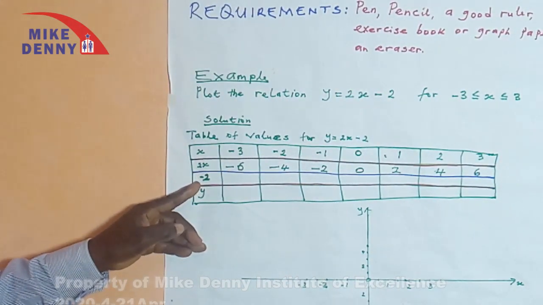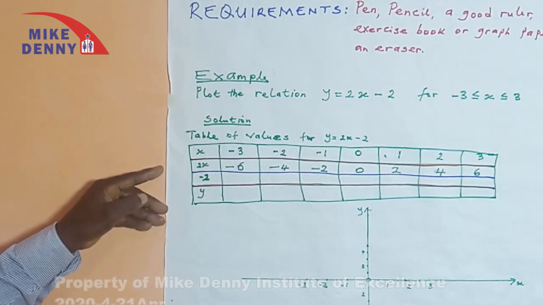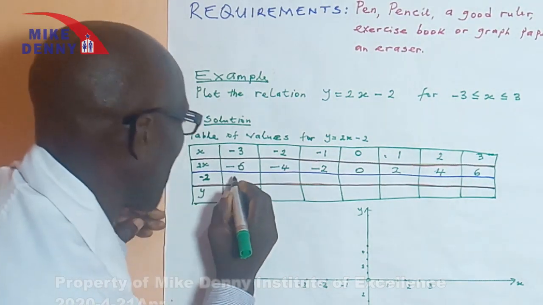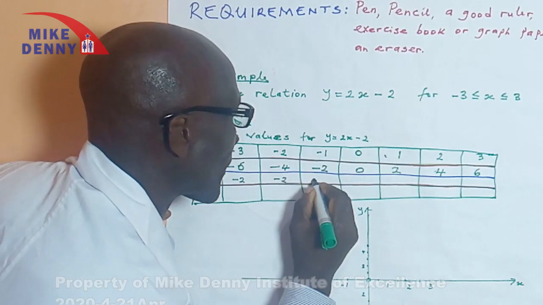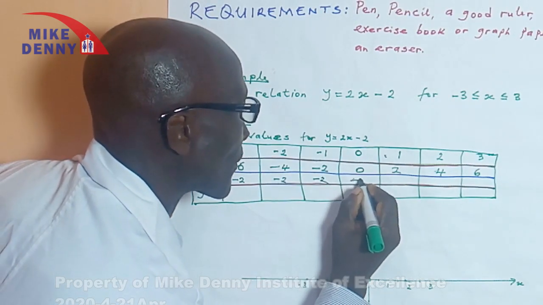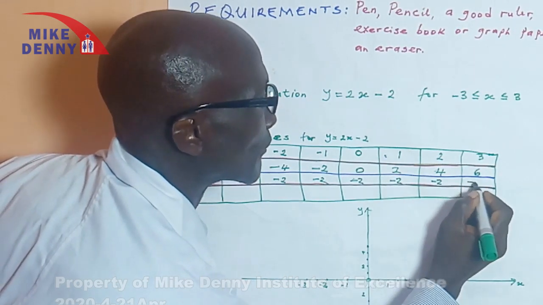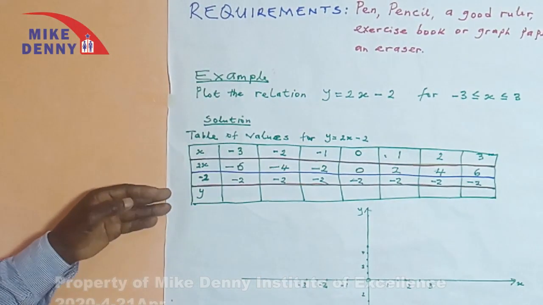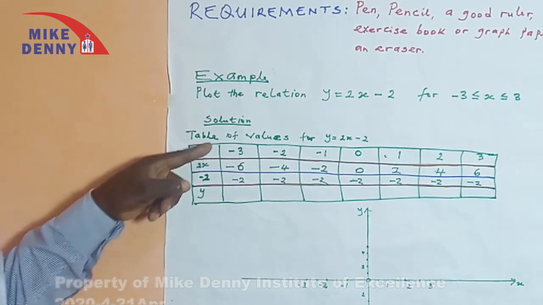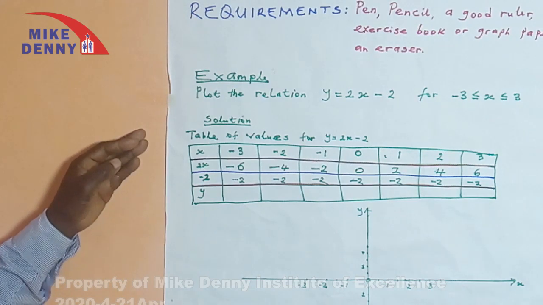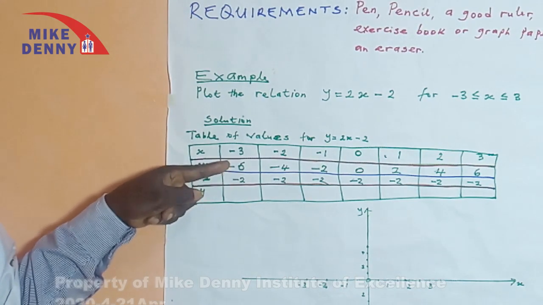Then the second term in the relationship is a constant. A constant means it's not changing. So you write it all through. And now we are in a position to get the value of the image of each object in the domain. So these are the two values of the two terms.